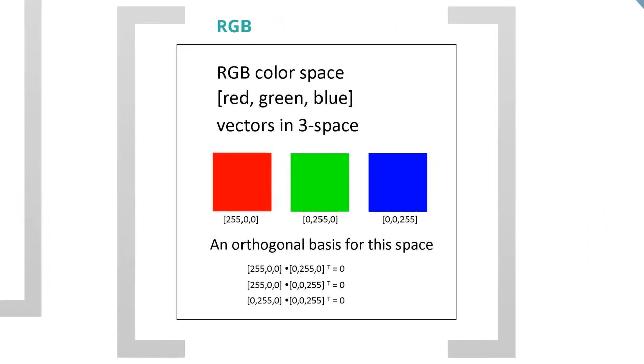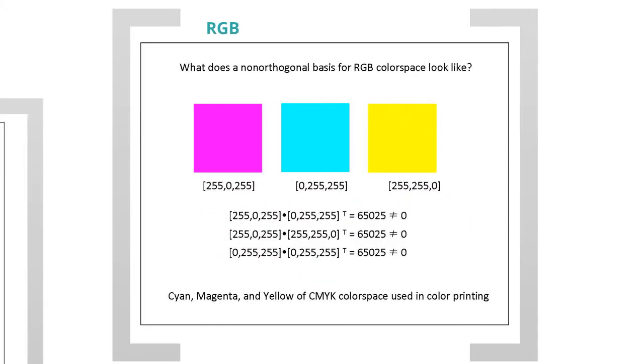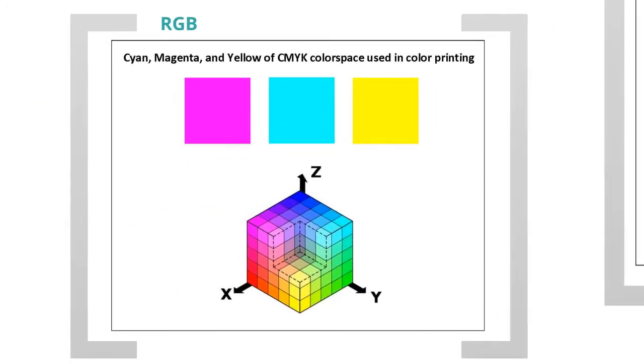Let's look at a practical example, RGB, or red, green, blue color space. Let's represent these colors as simple vectors in R3. Here is an orthogonal basis for this space. What might a non-orthogonal basis for this space look like? Here's one example. Verify that the inner products of these vectors are all non-zero.